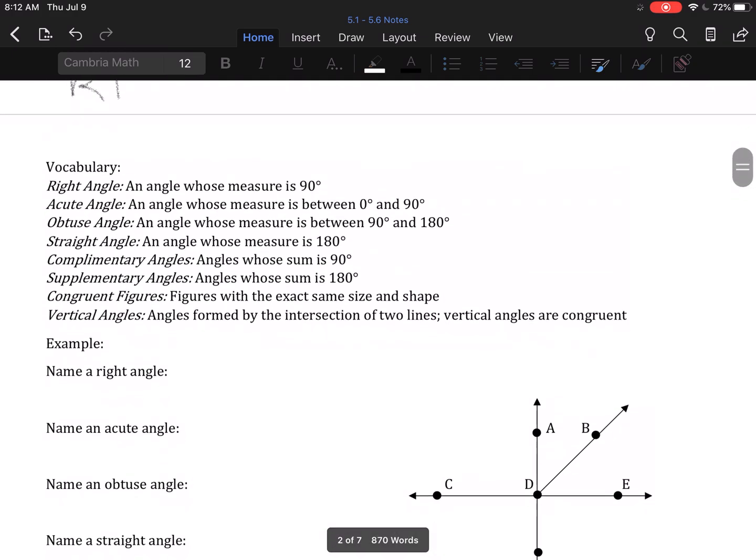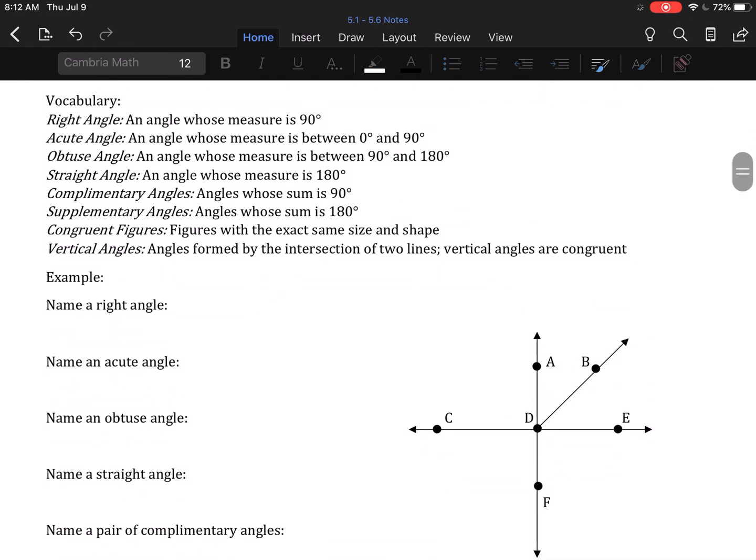Angle relationships. So first of all, types of angles. A right angle is 90 degrees. An acute angle is between 0 and 90. An obtuse angle is between 90 and 180. And a straight angle is 180.